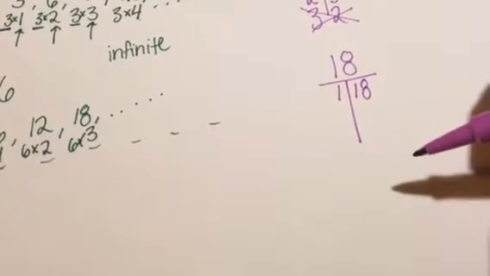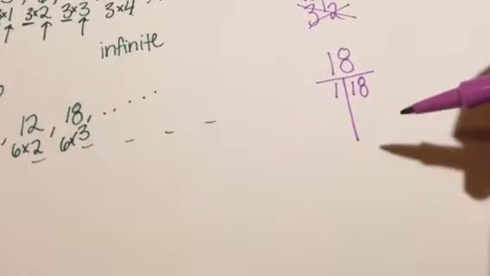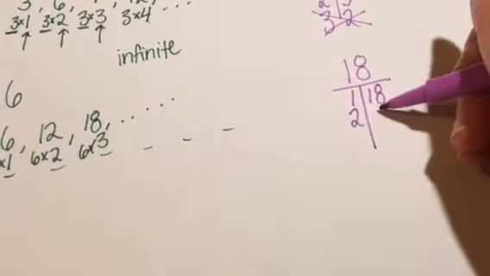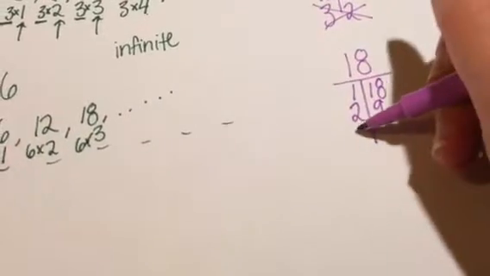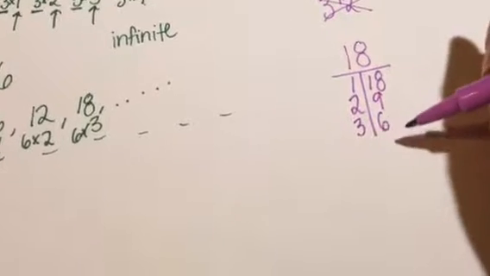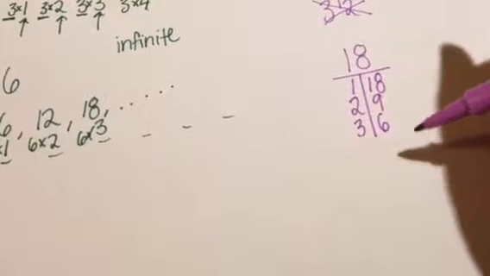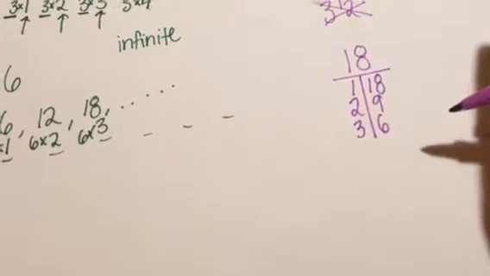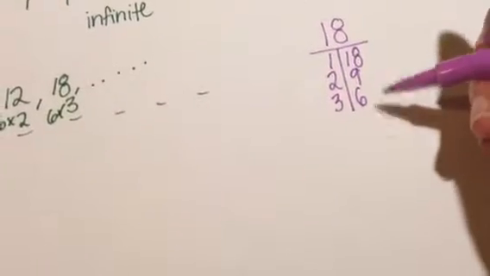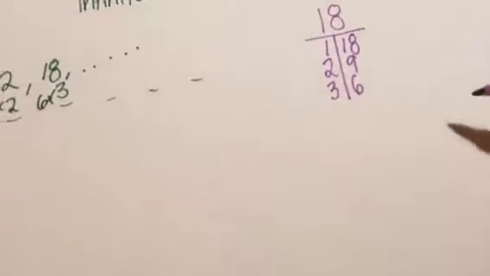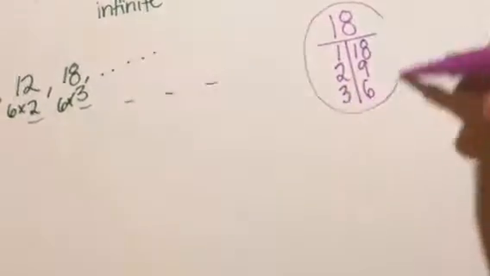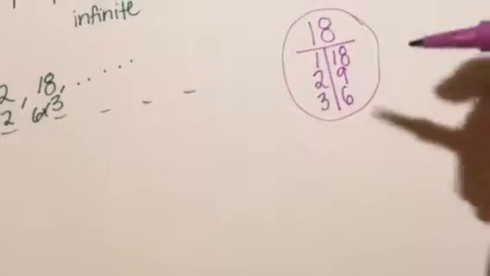Then you have to think about the number 2. Can I multiply 2 times anything to give me 18? Well, yes, I can do 2 times 9. I could do 3 times 6. 4, no, I can't do 4 times anything. 5, no, I can't do 5 times anything. 6, yeah, I can do 6 times 3, but that's already here, so I know I can stop. So these are all my factors of 18.